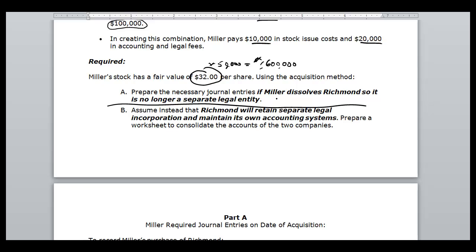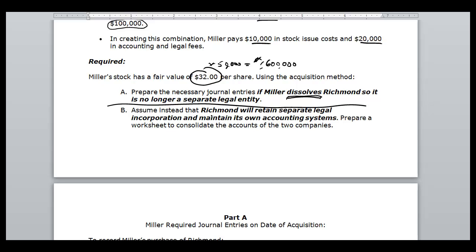Now, what are those assumptions? In part A, Miller is going to dissolve Richmond. So Richmond is being acquired, and the shareholders of Richmond are going to receive shares of stock in Miller Corporation, and the entity called Richmond will no longer exist. Now it may have some trademarks or brands or whatever and continue to operate like a division of Miller, but as a corporate entity, it won't exist anymore. And so that's going to drive our accounting and how we handle that kind of scenario.